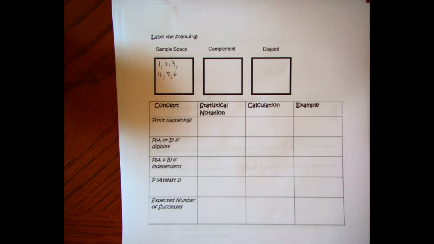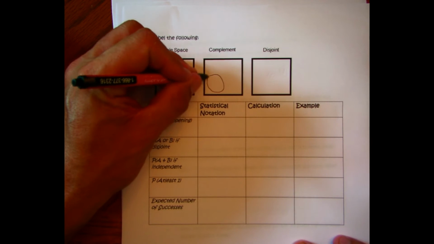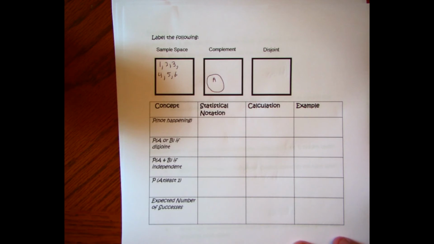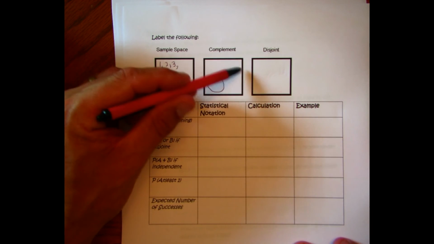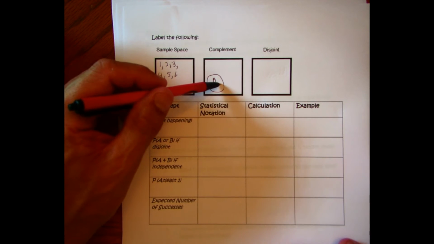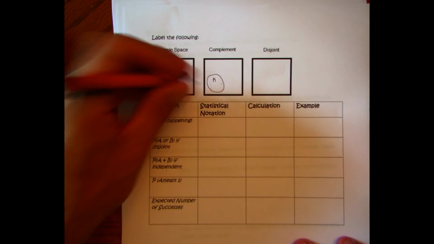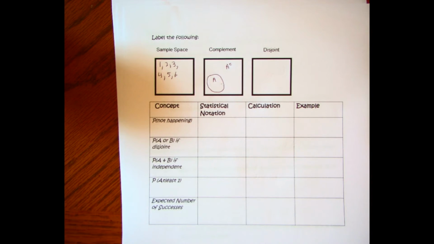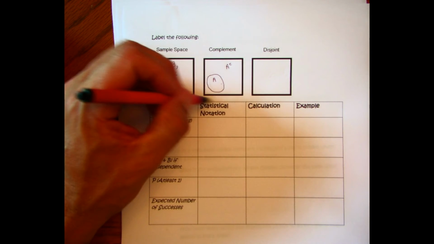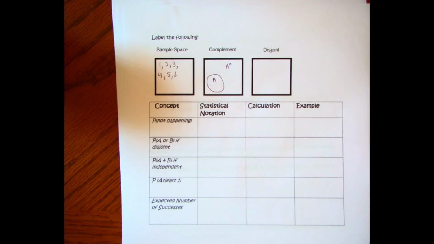The complement of an event. Let's say that we have event A, like right here, and A takes up this much of this region. So let's say, I don't know, it takes up 30% of the region. Well, the complement of A would be 70%. That would be the other 70%.